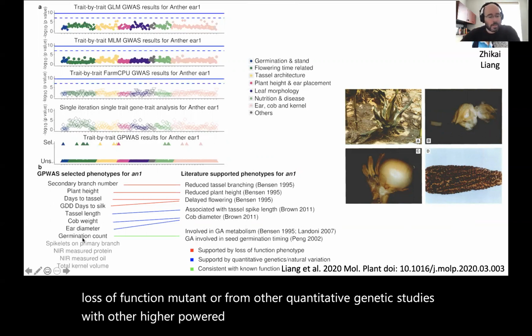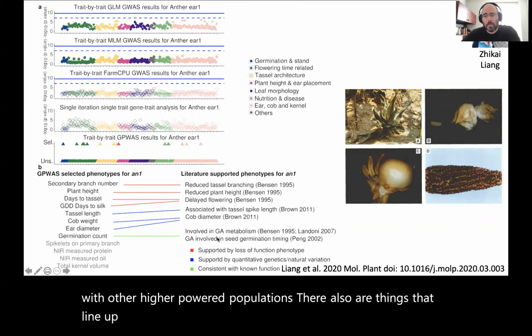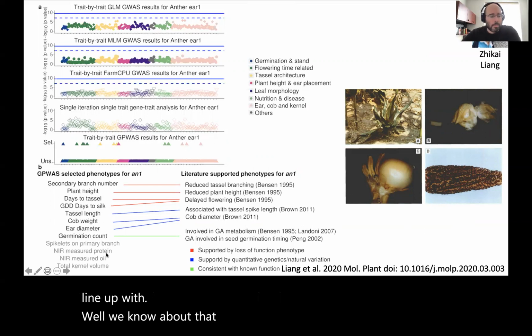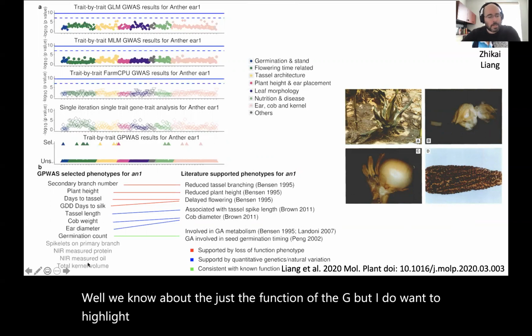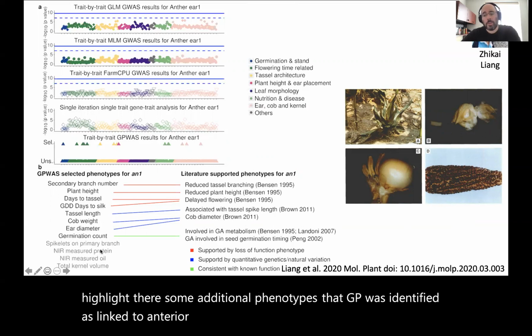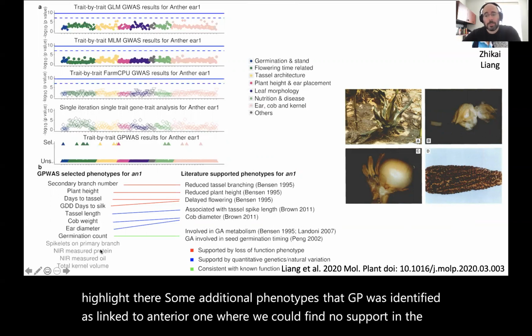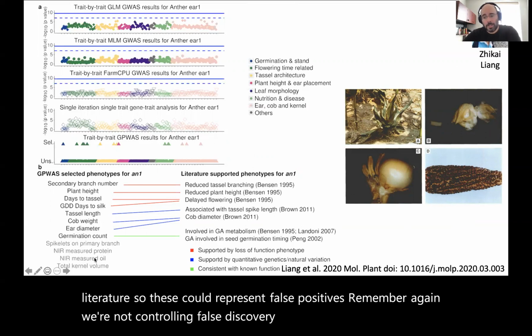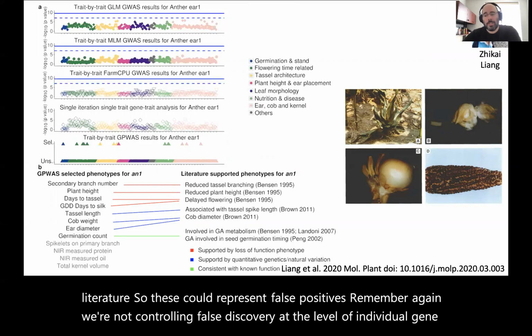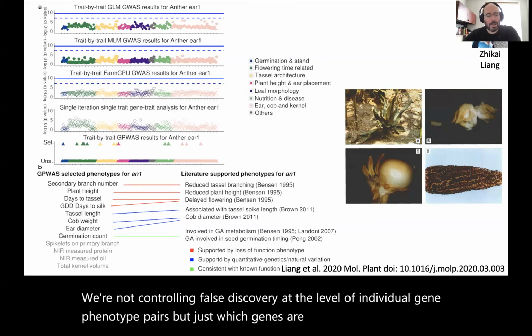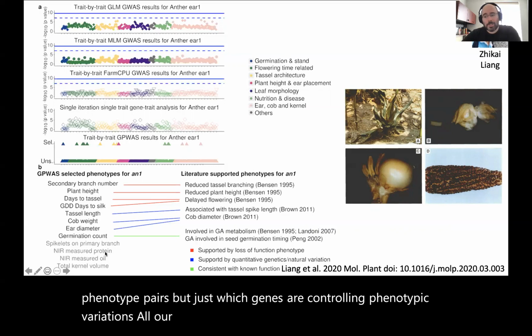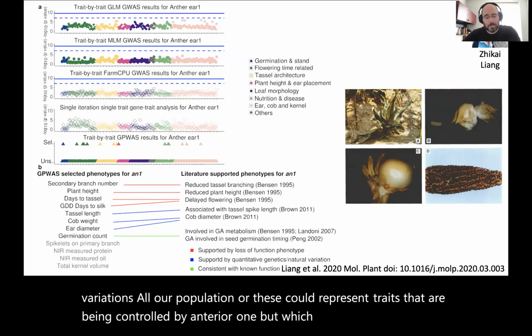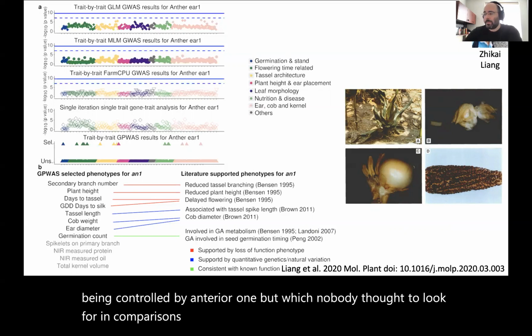There also are things that line up with what we know about just the function of the gene. But I do want to highlight there are some additional phenotypes that GPWAS identified as linked to anthraeor1, where we could find no support in the literature. So these could represent false positives. Remember, again, we're not controlling false discovery at the level of individual gene phenotype pairs, but just which genes are controlling phenotypic variation in our population. Or these could represent traits that are being controlled by anthraeor1, but which nobody thought to look for in comparisons of the mutant and wild type plant.